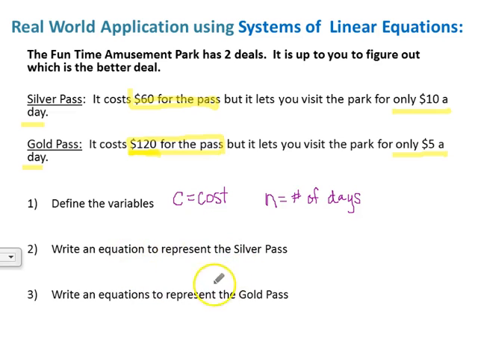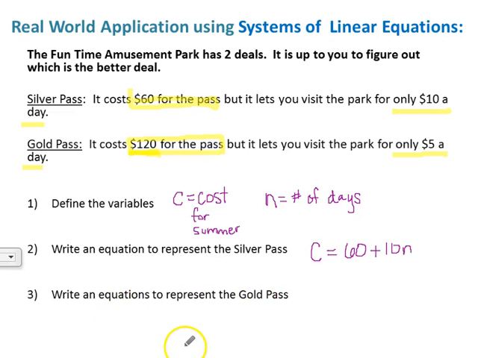So now we're going to start writing equations to represent the cost of the different passes. Let's start with the silver pass. The cost is going to be equal to, well, we have to pay $60 no matter what, and then we're going to pay $10 for each day. So 10 times the number of days will let us know how much it would cost over the course of the summer. So I guess I could add that C is going to represent the cost over the course of the summer.